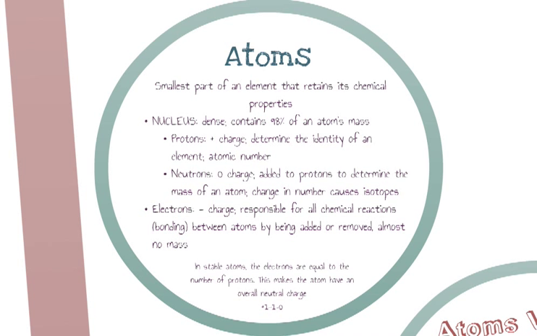Outside of the nucleus are the electrons, so keep in mind these are not located in the nucleus, rather they orbit outside the nucleus. They have a negative charge, and they're also responsible for all chemical reactions or bonding between atoms by being added or removed, or shared I should say, and they almost have no mass.